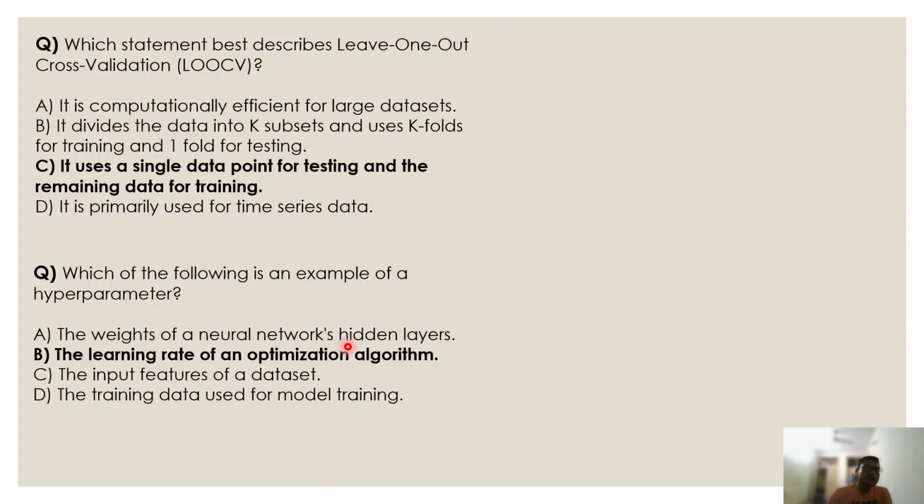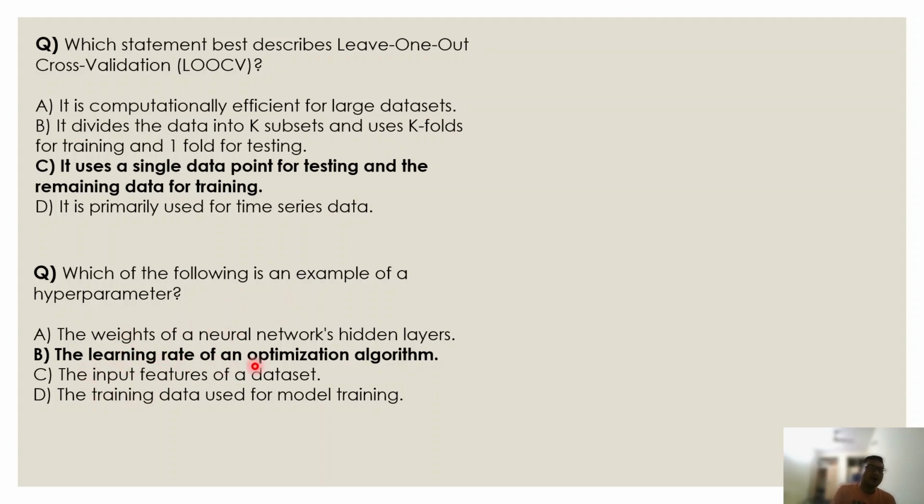The weights of a neural network's hidden layer are what you will get after the training of the model. So that's why this is a parameter and not a hyperparameter. You will not initialize the weights yourself, because you don't know what exactly the neural network model will give you. After training it will give you the weights. So the weights of a hidden layer are a parameter and not a hyperparameter.